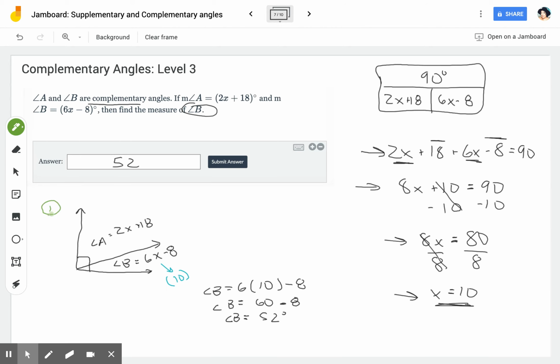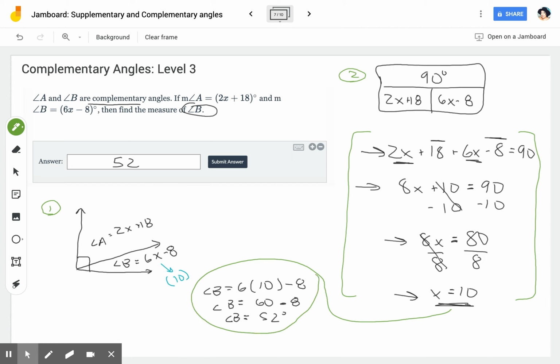Okay? So we want you to do 3 things. First step, draw your diagram. Second step, draw your part-whole box. And the third step is the algebra. At times, you're going to need to go from the algebra to plugging in, but not all the time. It just depends on what the question is asking for.